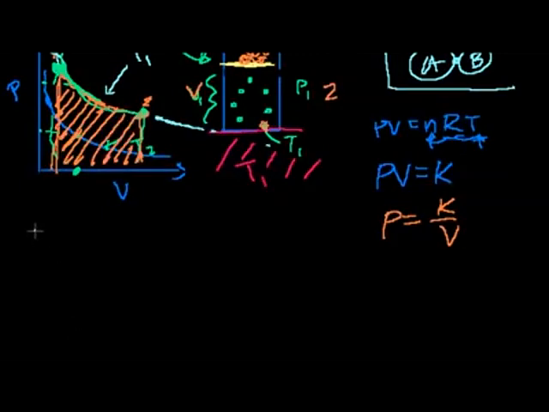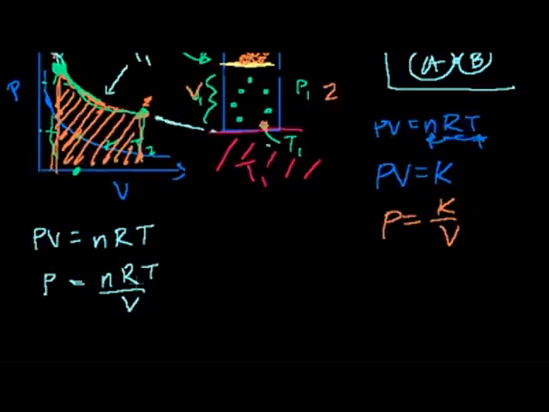Because we know that PV is equal to nRT, ideal gas law. Or we could say P, if we divide both sides by V, is equal to nRT divided by V. So there we have it. We have P as a function of V. This function right here, this graph right here, is this. We could write P as a function of V is equal to nRT over V. So if we want to figure out the area under the curve, we just integrate this function from our starting V1 to our ending point, V2.